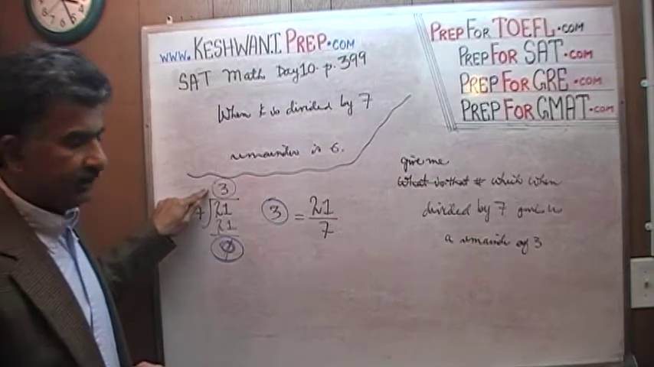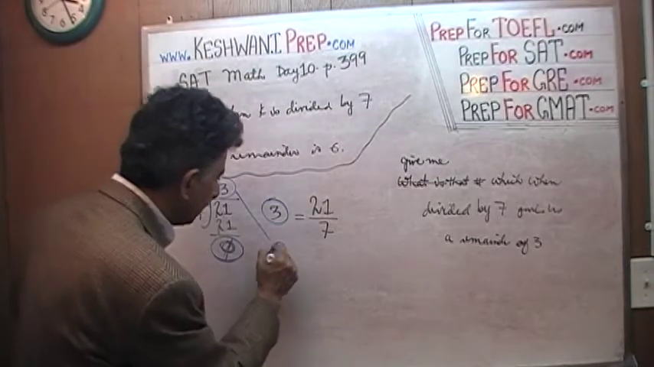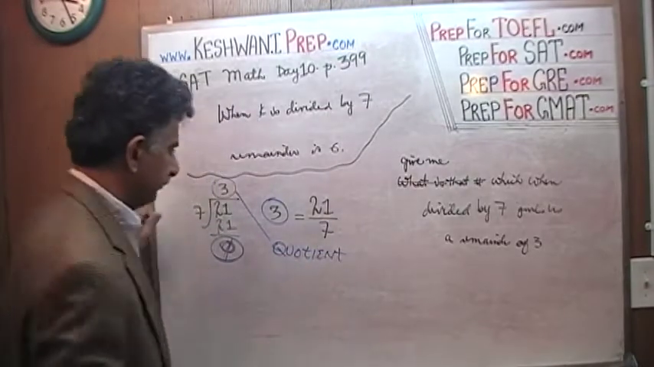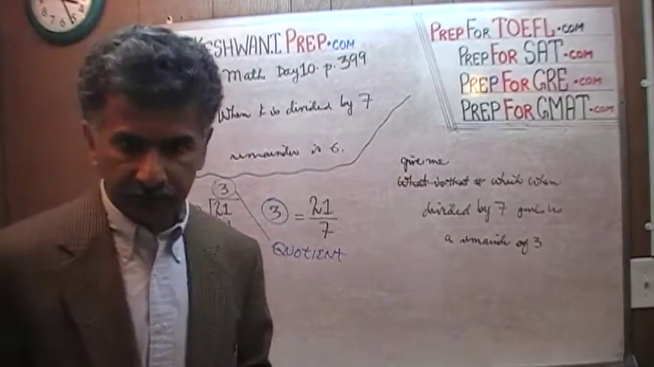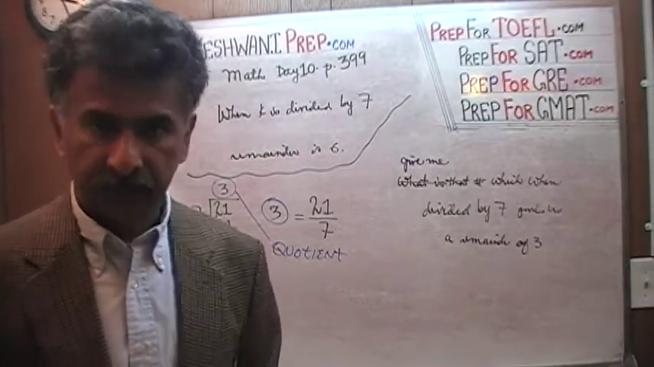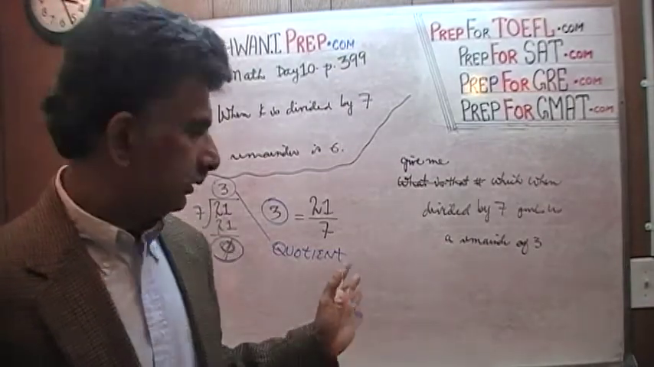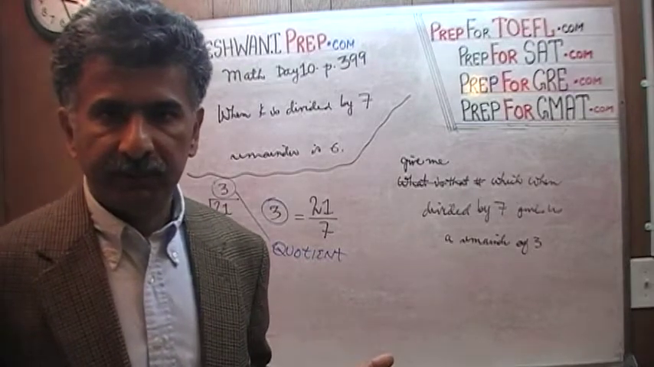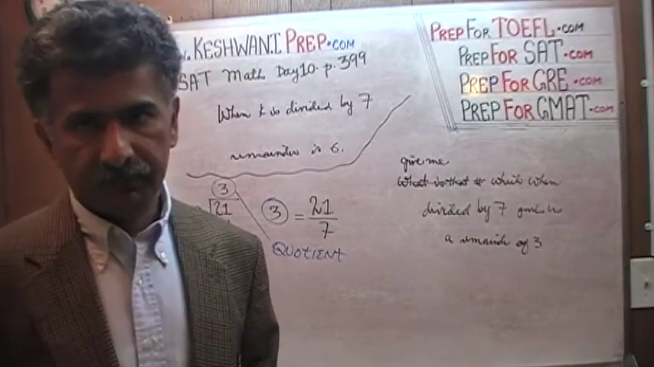They confuse the concept of remainder with quotient. If I did not spell it correctly, don't worry about it. Look up how to spell it yourself properly. I'm not going to waste time right now. It's called quotient. That is not a remainder. So can you think of a number which when I divide by 7 gives me a remainder of 3?